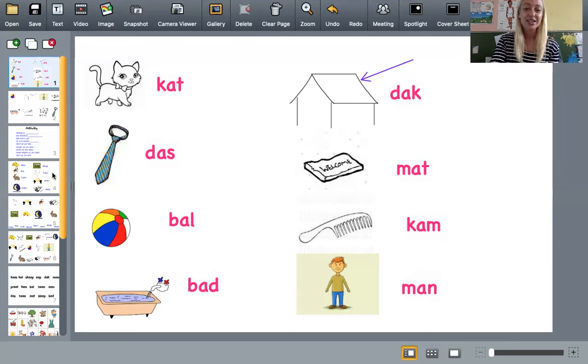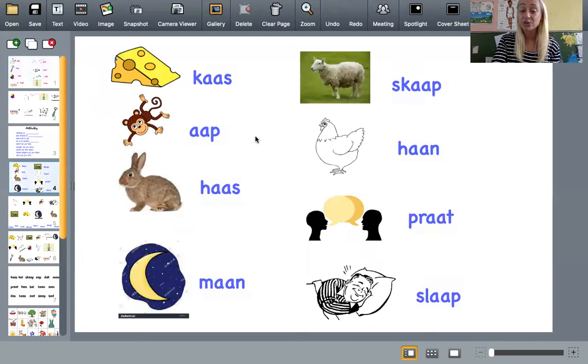Okay, so the new sound that we're going on to today is a long sound. And it's what happens when we put 2 of these sounds next to each other. So the a and the a together says aa. Okay, everybody say that. Aa. Okay, so that's the new sound for today, and you can see them in these words here.